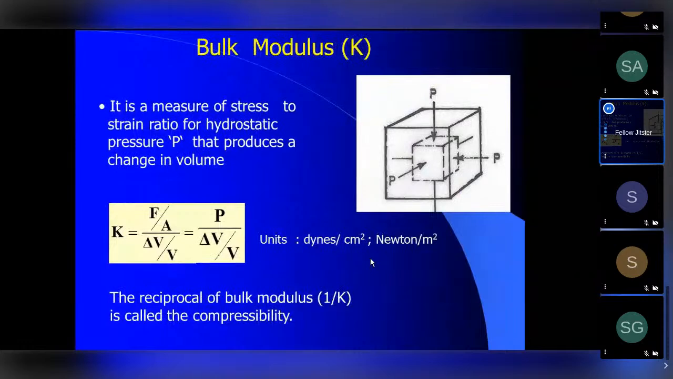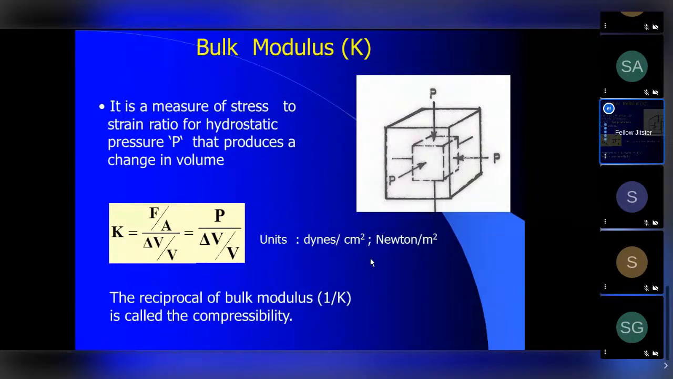So the bulk modulus, you can see the diagram. You had a large cube, and in that cube you compressed the cube. You can see the pressure is applied from all the directions, and the cube has got compressed into the smaller cube. It is a measure of stress to strain ratio for hydrostatic pressure P that produces a change in volume. You remember the volume has X, Y, Z. So the volume has changed from the original to something which is in the dashed part.